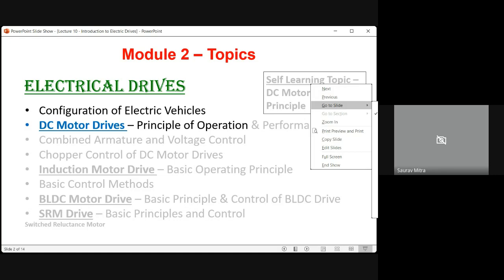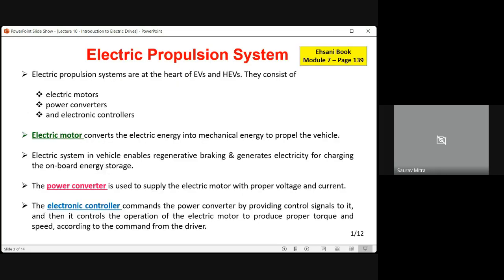Okay, so let us go to the next slide and find out what is the electric propulsion system. You can find it in the book of Ehsani. This is page number 139, module number 7. So modules are not exactly in order as per our syllabus in the Ehsani book.